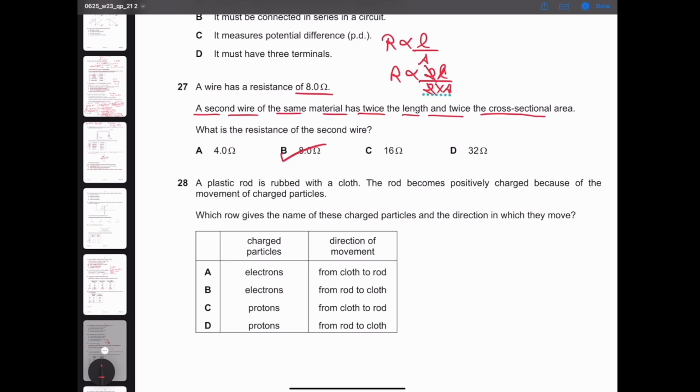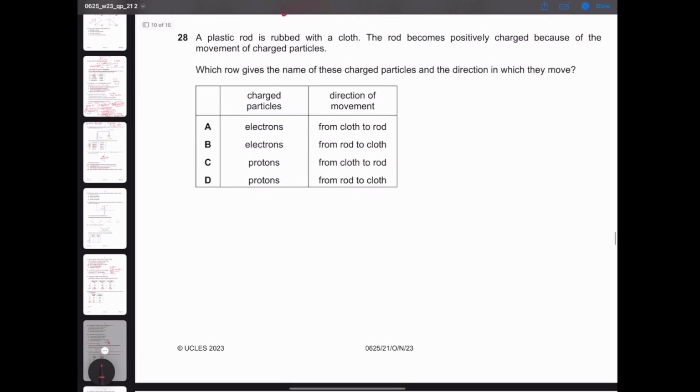B. A plastic rod is rubbed with a cloth. The rod becomes positively charged, means the rod is losing electrons. Because of the movement of charged particles, we know that electrons are the charged particles. So answer should be out of A and B. C and D is out. Now they're asking you the direction of movement. See, rod is losing electrons, so it should be from rod to the cloth. Answer is B.